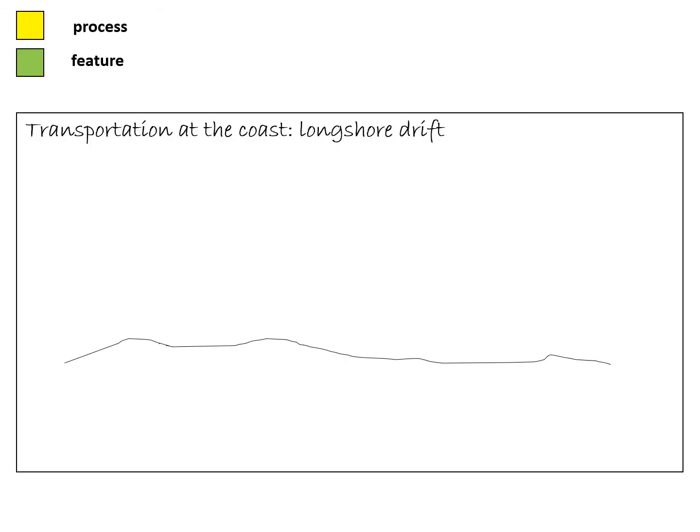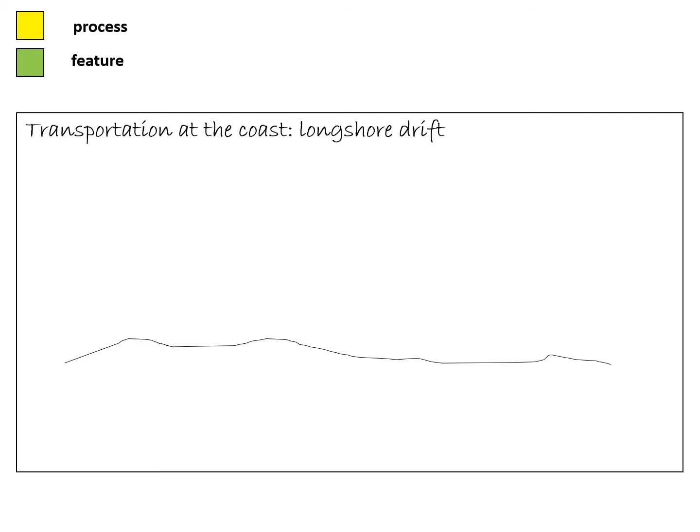Okay, so we're going to draw this now. If you could pause the video and then write transportation at the coast, longshore drift. Put a box around it, and we're going to draw a simple annotated diagram. So be kind, because I'm using a mouse to do this.